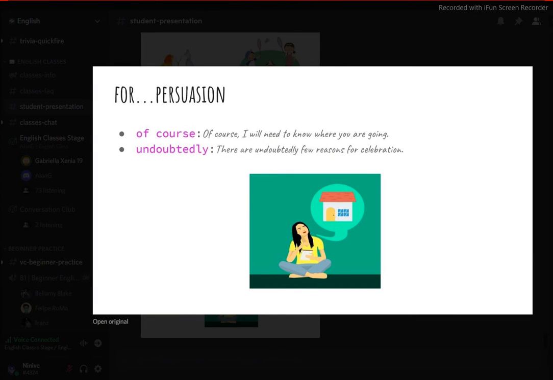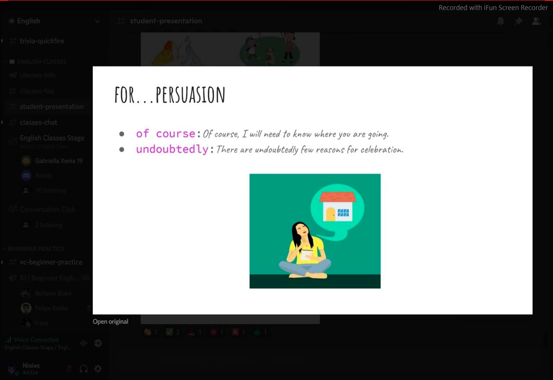In this slide, we have the words that are used for persuasion. So imagine a situation where you want that the others pay attention to your idea. So for doing this, we can use this expression, these words, which are of course and undoubtedly.